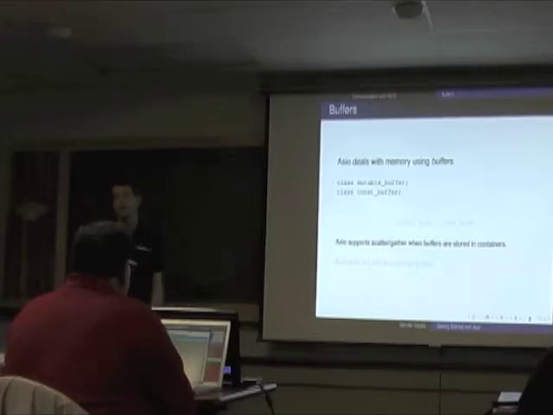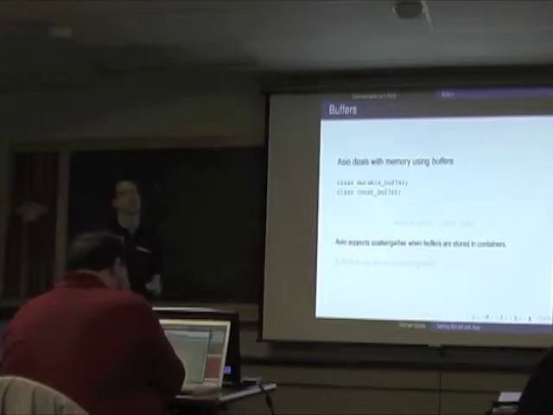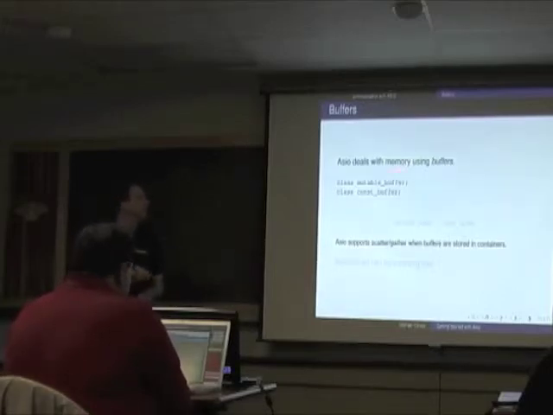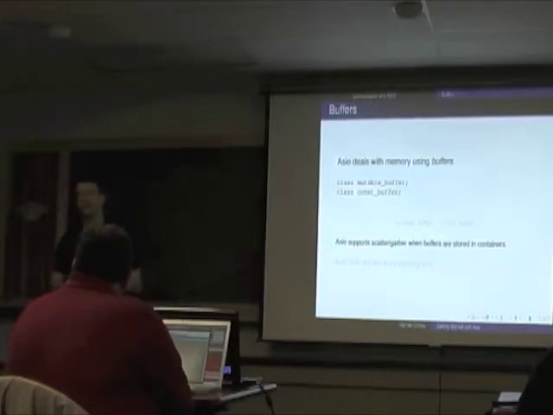It also supports scatter gather. If you don't know what that is, then you don't have to worry about it. If you know what it is, then you're probably already concerned about it. If you had a vector or some standard container of these mutable buffers or const buffers, it will perform the scatter gather for you. So it knows how to do that. It understands containers of buffers.